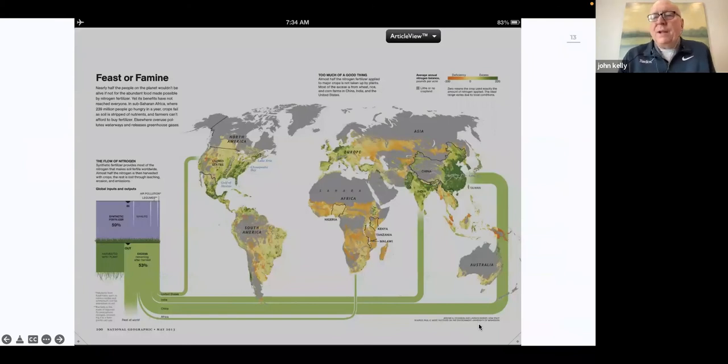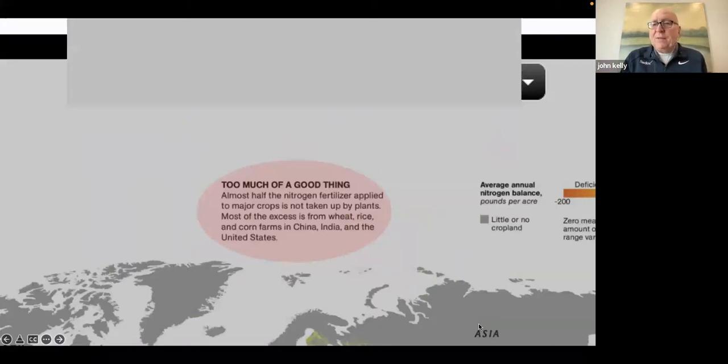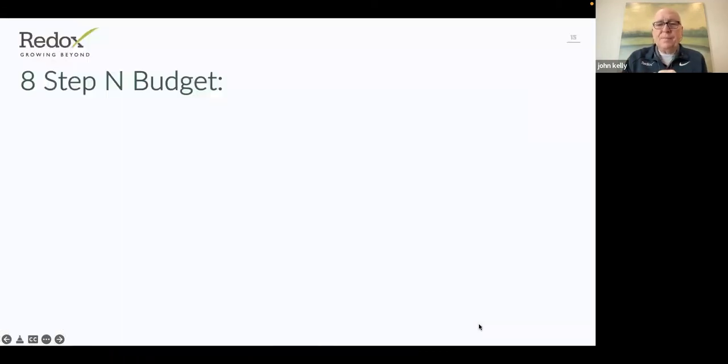I'm highlighting a graphic here that we don't need to spend time on. It's from National Geographic and highlights the global challenge of nitrogen. Essentially, what they're saying is half the nitrogen applied is not taken up by plants. And if half that nitrogen is going into the air or into our groundwater, of course, that has important implications. Well, what can we do about it?